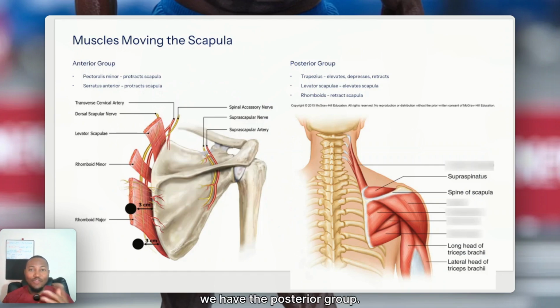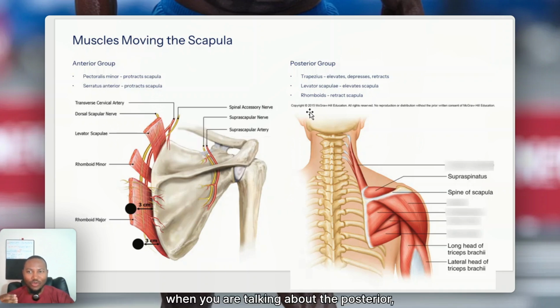We have the anterior group, we have the posterior group. All right? Remember, this is the scapula. You understand? It has a head with the humerus here. Now, we have muscles like the pectoralis minor and the serratus anterior. You must know that these are the ones that protract the scapula. The P minor and the serratus anterior. Extremely important for you to know these muscles.